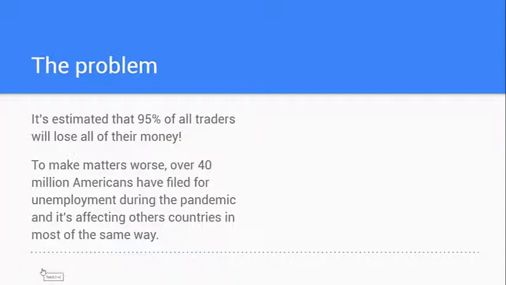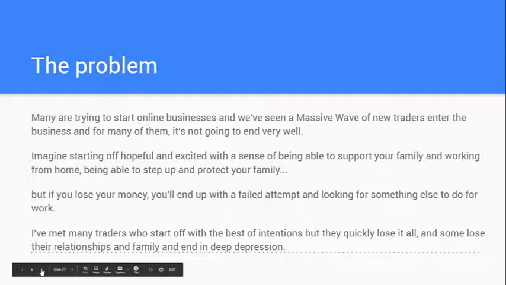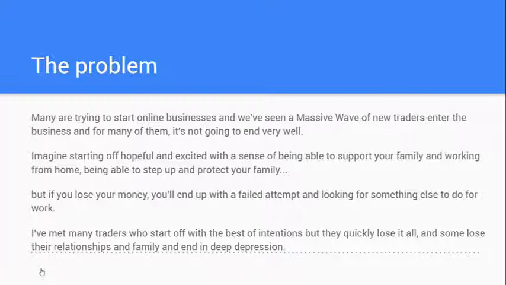The biggest problem, again, it's estimated that 95% of all traders will lose their money, somewhere right around that range. And to make matters worse, at the time that I'm making this presentation, over 40 million Americans have filed for unemployment during the pandemic. It's affecting other countries in most of the same ways. Many are trying to start online businesses, many people that have been laid off, and we're seeing a massive wave of new traders enter Forex, Bitcoin trading, trading stocks. You've heard of Robinhood, we see updates on that every single day. And for many of them, it's not going to end very well.